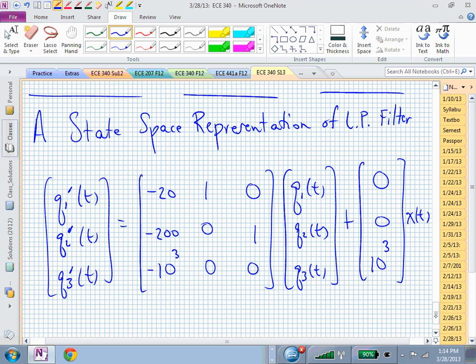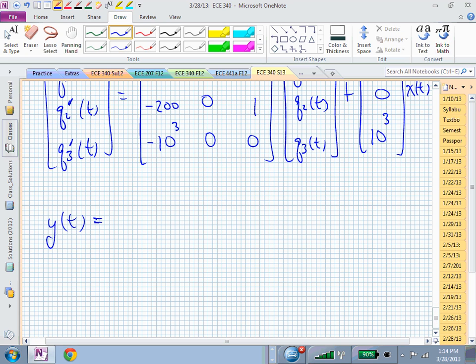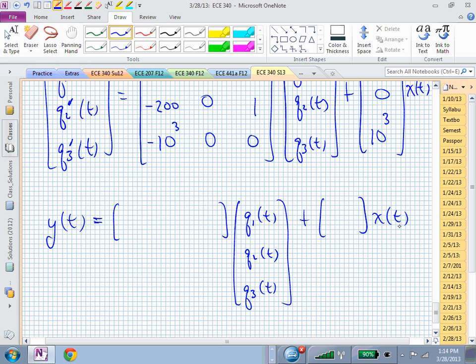The other thing that you need is the output equation. And we only had one output in this example. And what is this state space? This state space is a third-order Butterworth with a bandwidth of 10 radians per second. Now I have an output matrix times the state vector plus the direct feed-through term times the input x.